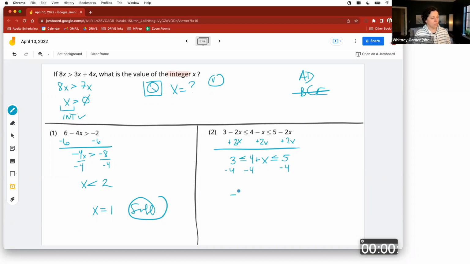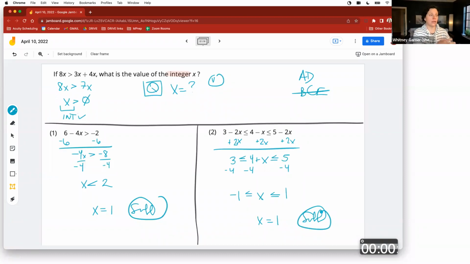I get negative 1 is less than or equal to x is less than or equal to positive 1. Now, I know that x has to be greater than 0, and it then has to be less than or equal to positive 1. And so, once again, I get that x equals 1. Sufficient.